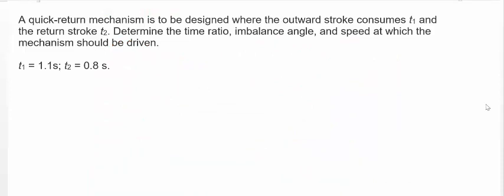Okay, so for the quick return mechanism example here, we're trying to design it so that we have an outward stroke of T1 and a return stroke of T2. We want to determine the time ratio, imbalance angle, and speed at which the mechanism should be driven. This is very similar to an example that we did in the lecture, so it should not be very difficult. So let's go ahead and label these. We already have the T1 and T2 ready to go.